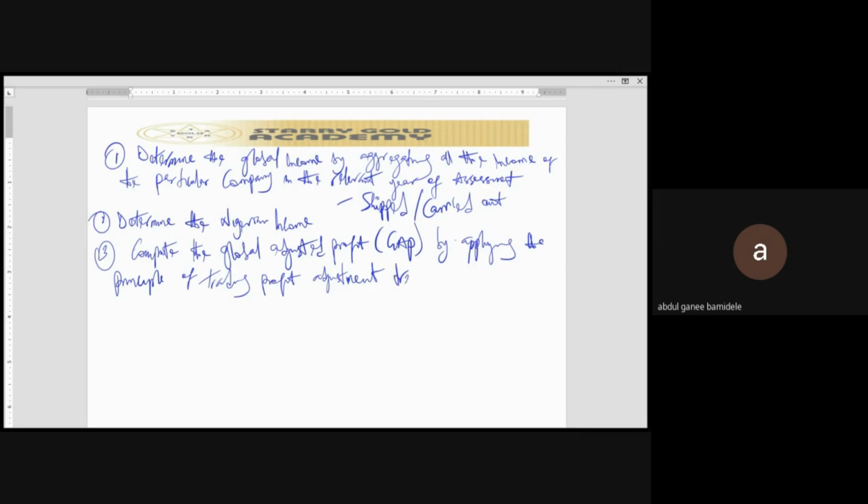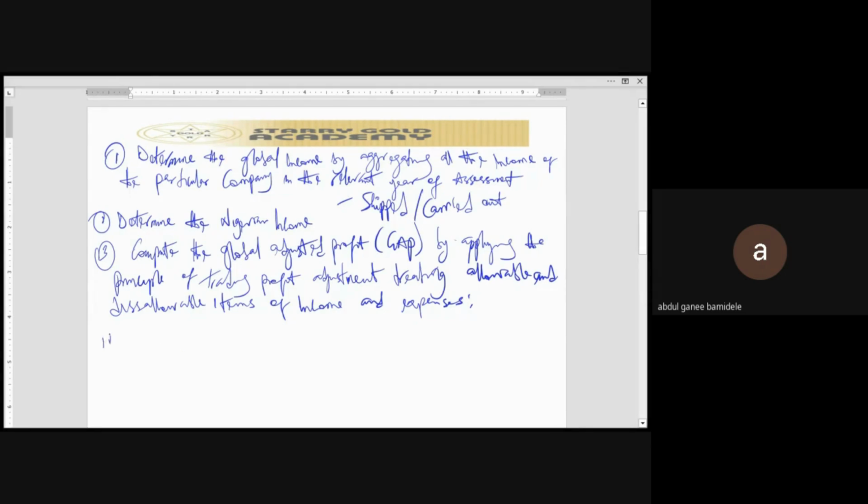Adjustments, treating allowable and disallowable items of income and expenses. Don't forget your taxable income and non-taxable income.